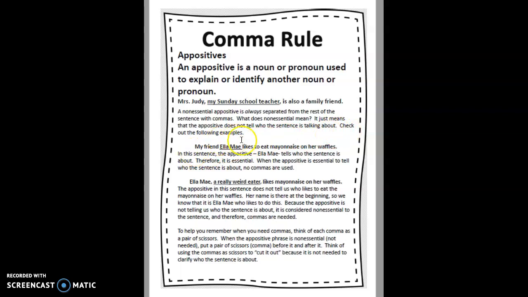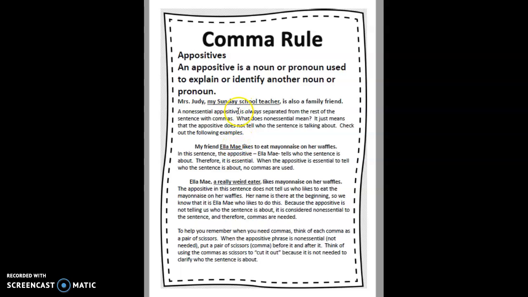Check out the following examples. My friend Ella May likes to eat mayonnaise on her waffles. In this sentence, the appositive Ella May tells who the sentence is about. Therefore, it is essential. When the appositive is essential to tell who the sentence is about, no commas are used. So up here, it's non-essential because it's not telling you who the sentence is about. But down here, it is telling you who the sentence is about, so it is essential.